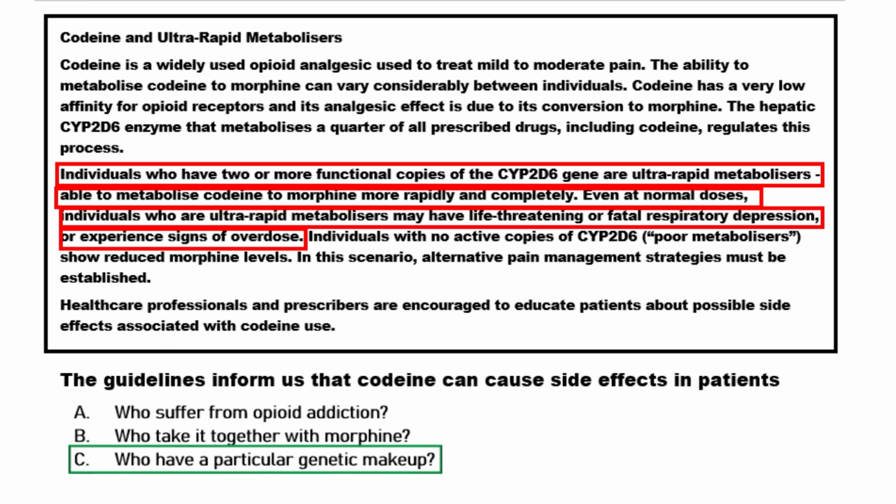The correct option is indeed C, who have a particular genetic makeup. Here's why this is the correct option and why the other options are incorrect. C, who have a particular genetic makeup.